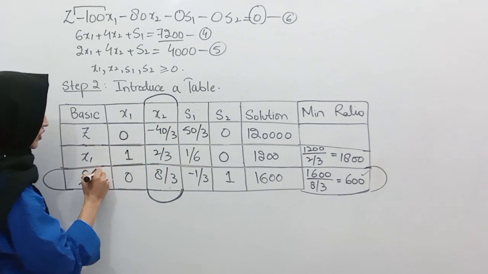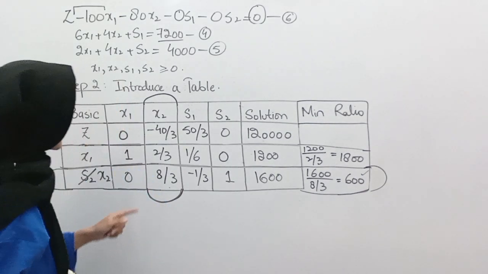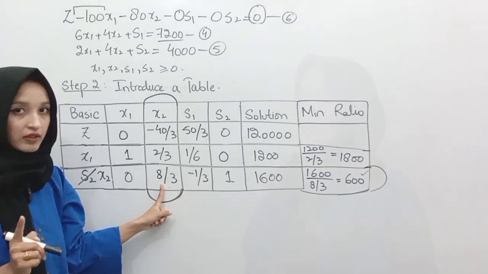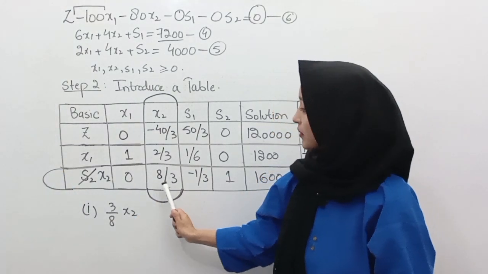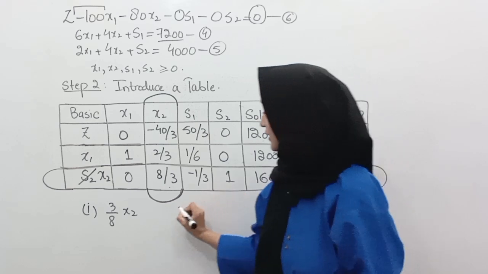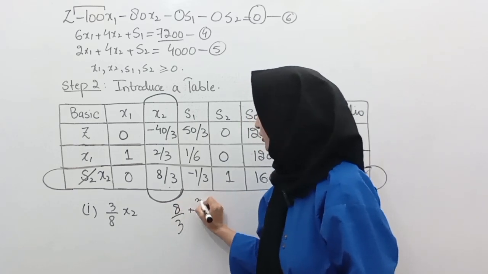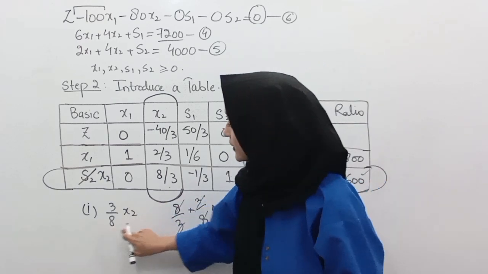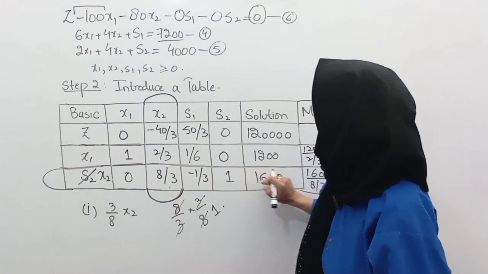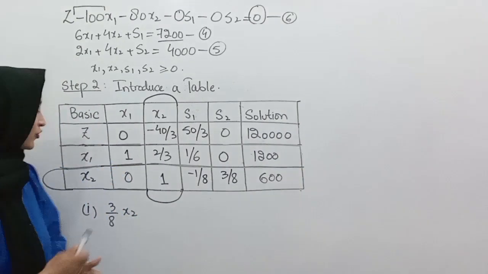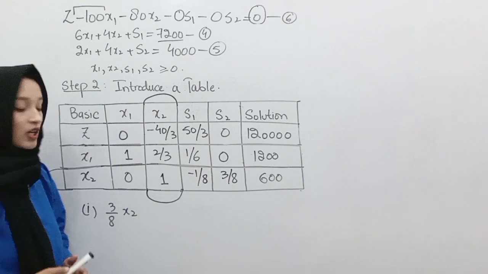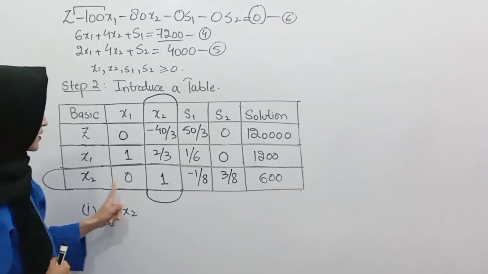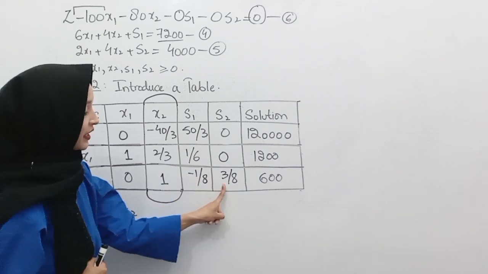So we cut s2 here and write x2 here. The value present at the intersection of x2 and x2 is 8 by 3. We have to make this entry 1. To make a 1 here, you have to multiply this term by 3 by 8. That is, 8 by 3 when multiplied by 3 by 8 gives 1. Note that you have to apply this operation on the complete x2 row. Now write a new table with the new entries of the row x2 that we got after multiplying the previous row x2 by the term 3 by 8. So the new row x2 is 0, 1, minus 1 by 8, 3 by 8 and 600.